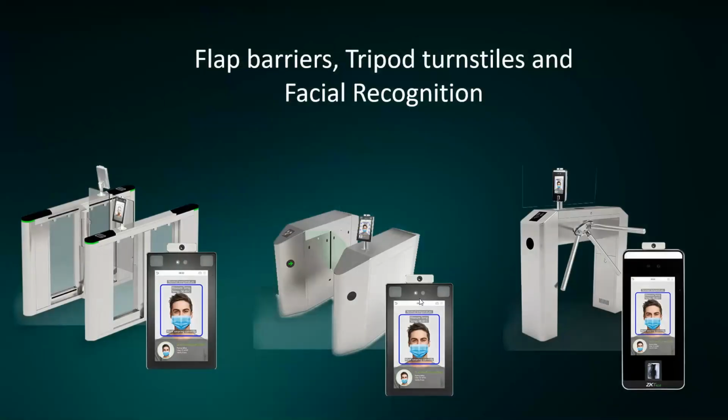Okay, so just a quick one. I'm just going to slide through this, but just to show you how you can use facial recognition with all the other ZKTeco devices as well. So they've got flat barriers, they've got tripod turnstiles. These two are basically your flat barriers and these are your tripod turnstiles. So they've got these as well available, and you can add your facial recognition terminals on top of this. It is custom made.